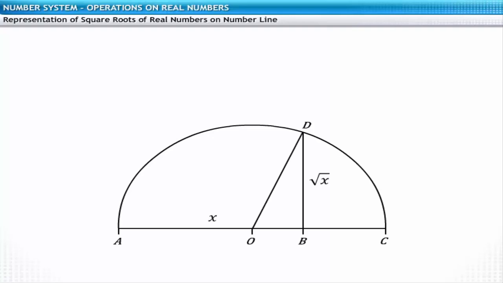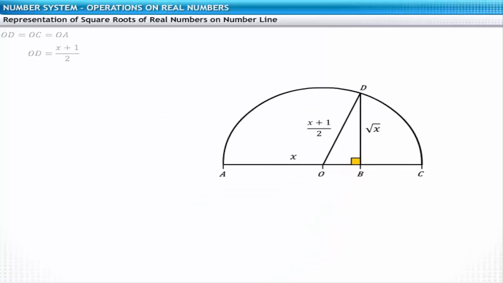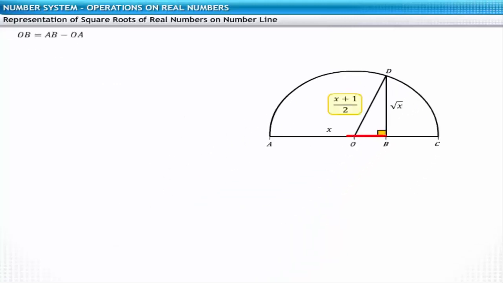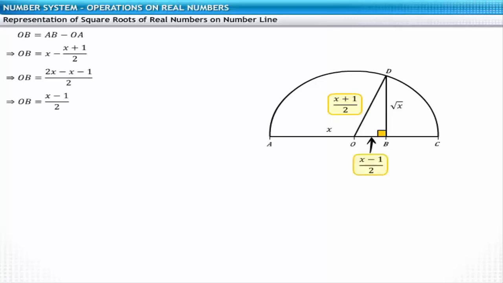Let's join the points O and D. Here the triangle OBD is a right-angled triangle. Now OD is equal to OC, which are the radii of the circle. Since O is the midpoint of AC, OD is equal to AC divided by 2, which is equal to (x plus 1) divided by 2. Now OB is equal to AB minus OA. Substitute the values of AB and OA. Let's simplify this. Thus, OB is equal to (x minus 1) divided by 2.